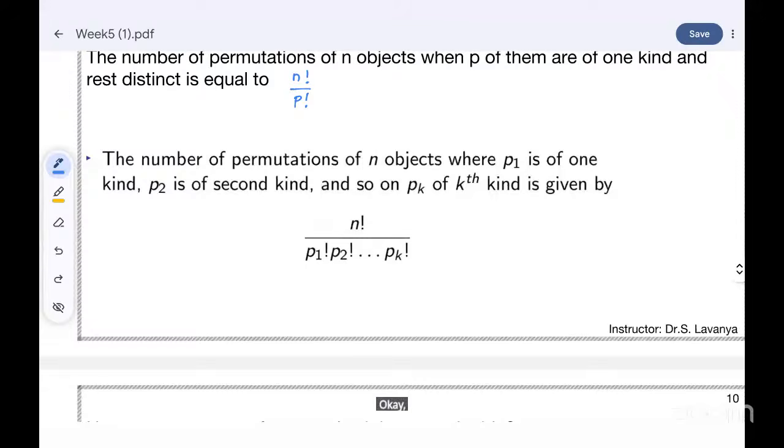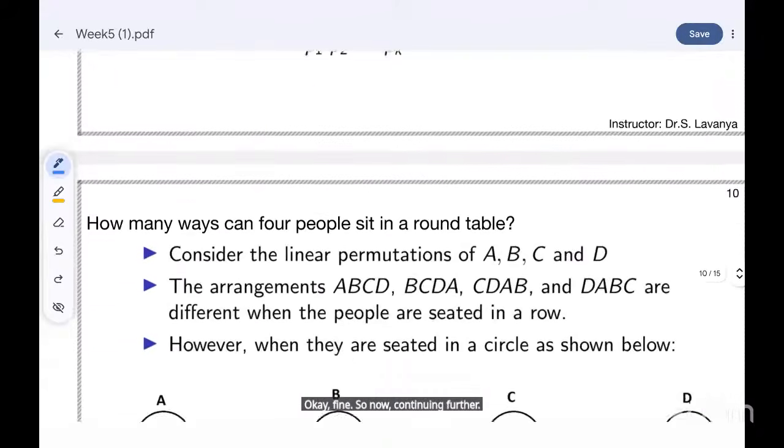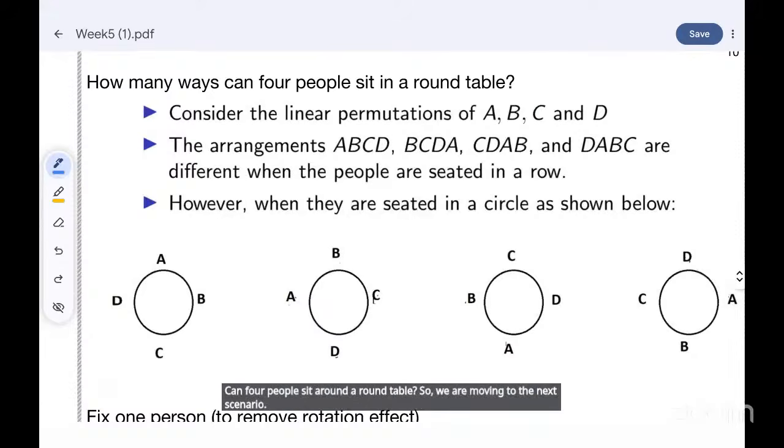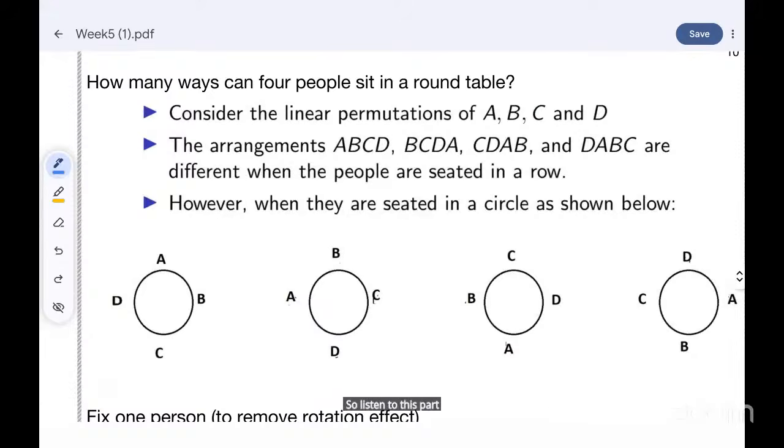Okay, fine. So now continuing further. How many ways can 4 people sit around a round table? So we are moving to the next scenario. Listen to this part carefully. Now we have 4 different people. We call them, let's say, A, B, C, and D.